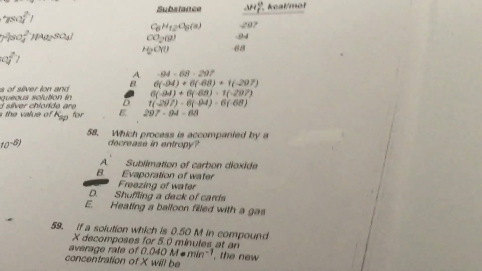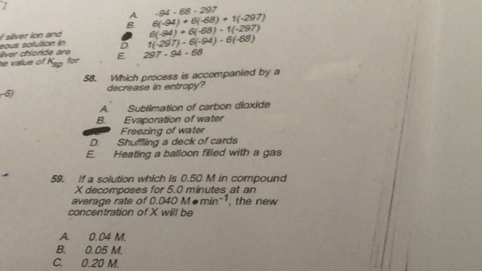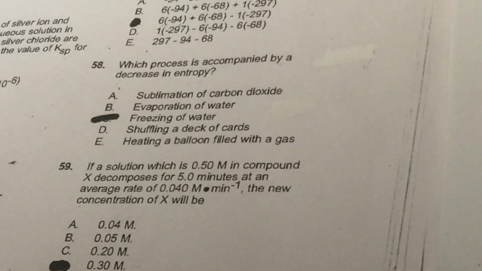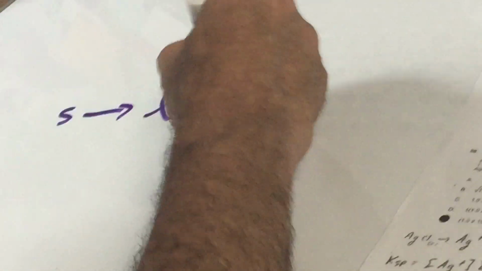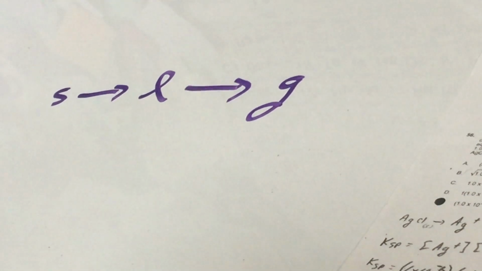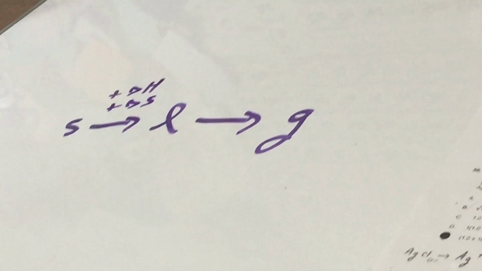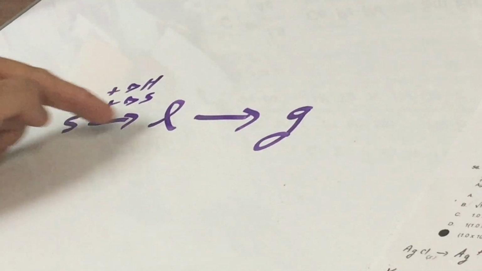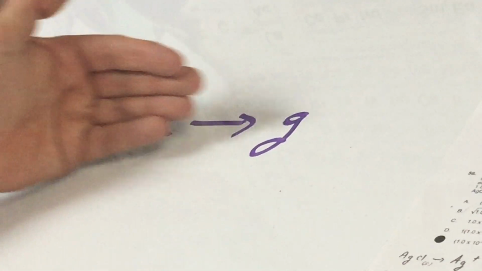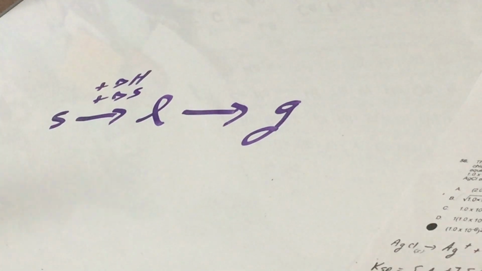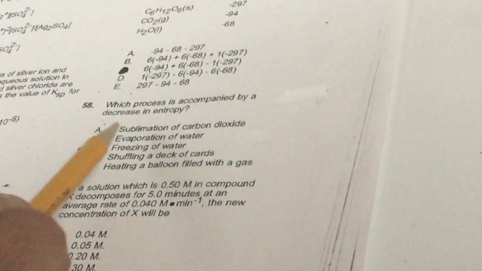Next question. Which process is accompanied by a decrease in entropy? A nice little trick that I show my students is think of this as a number line. Solid, liquid, gas. When you're going forward is a positive H and a positive S. Never forget that. So you need heat to do these transformations and you're increasing the disorder. All right, we're looking for a decrease, meaning instead of getting more disordered, it's getting more ordered.